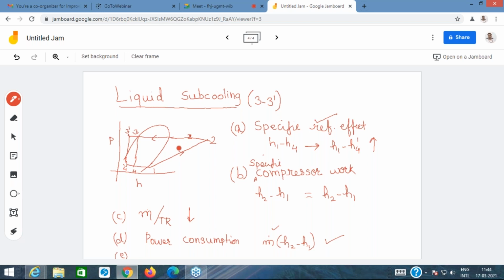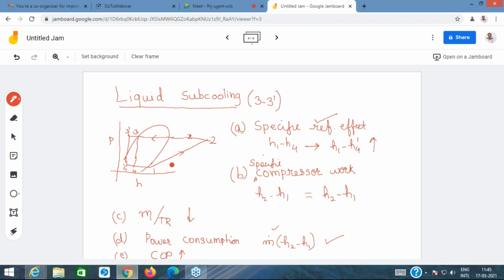What would happen to the coefficient of performance? Coefficient of performance, as you know, COP, is the ratio of specific refrigerating effect upon specific compressor work. The specific refrigerating effect, which is the numerator, would increase. The specific compressor work, which is the denominator, remains unchanged. And then from mathematical skills, we can deduce that the coefficient of performance increases because of liquid subcooling.